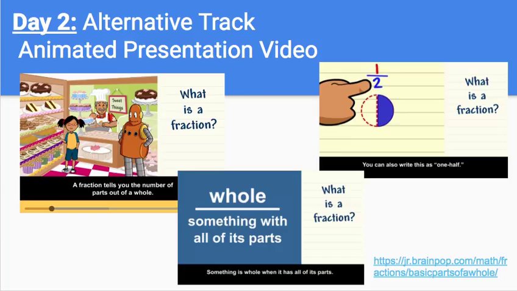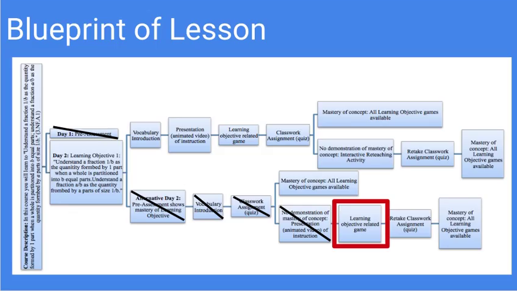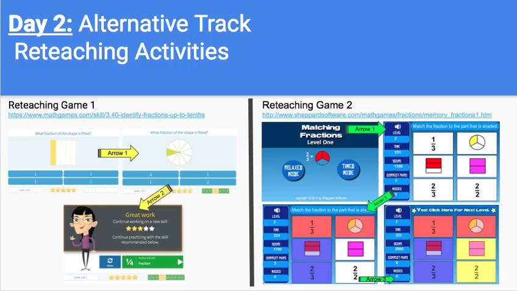In the alternate track, students will only watch this animated video provided by BrainPop if they did not achieve mastery on their first attempt of the quiz. This is required after earning less than a 70% because it means instructional gaps still exist in their knowledge. After students in the alternate track watch the animated presentation, they will be required to complete 2 reteaching activities.